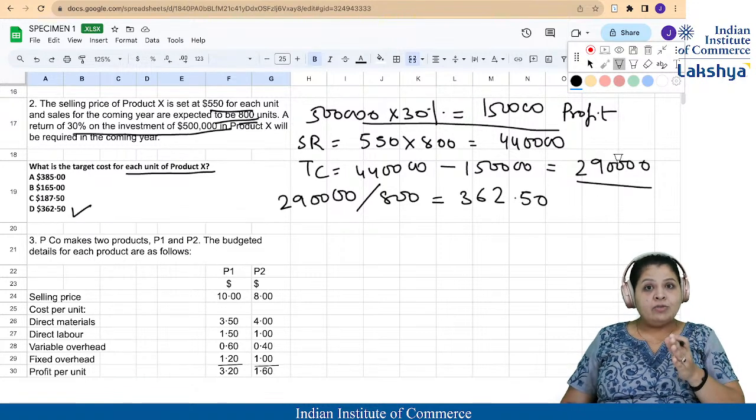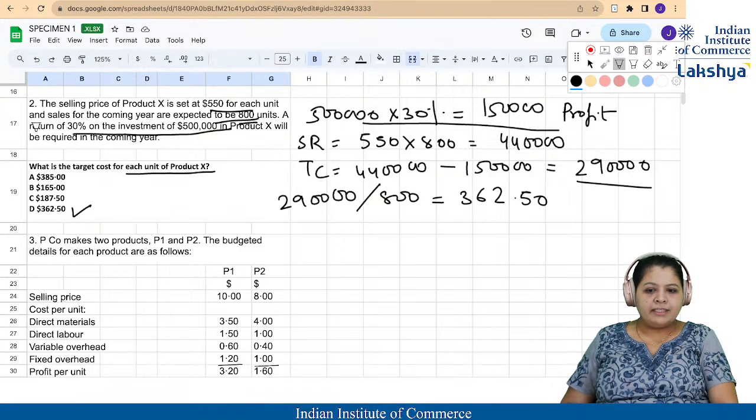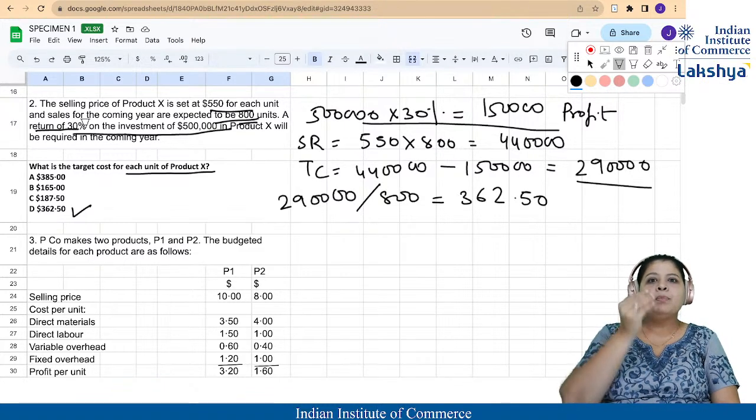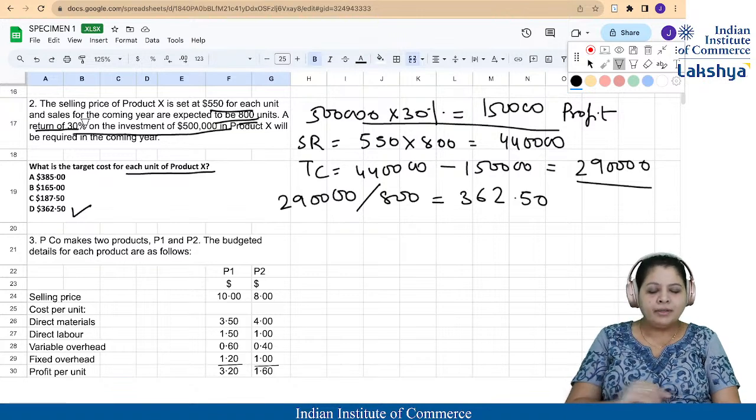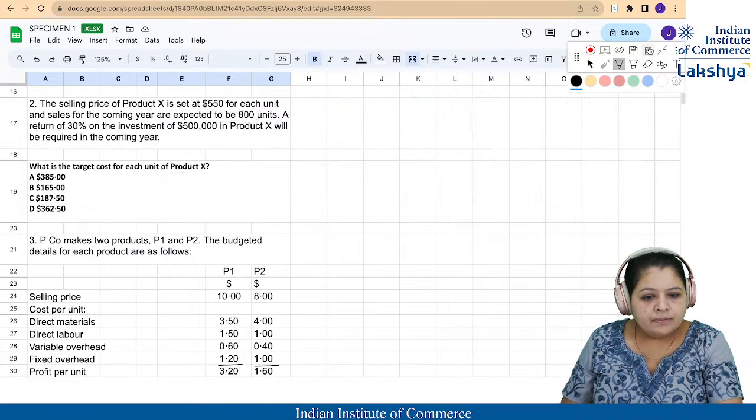Now this value is aggregate for all your 800 units. The question is asking you the cost of each unit. You divide it by 800, you will get your answer. Don't get confused with terms like this. Return of 30% simply means profit. Okay, let's go to the next one.